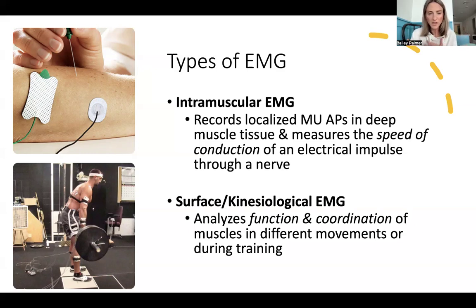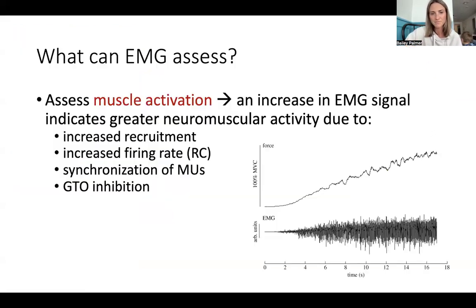Our department, kinesiology studies, don't usually use the needle or fine wire, that intramuscular EMG. That's for nerve conduction studies or looking at disease progression, like neuromuscular diseases. We usually look at it to analyze locomotion or any type of movement, so kinesiological type assessments: function, coordination of muscles that are contracting during some sort of lift.